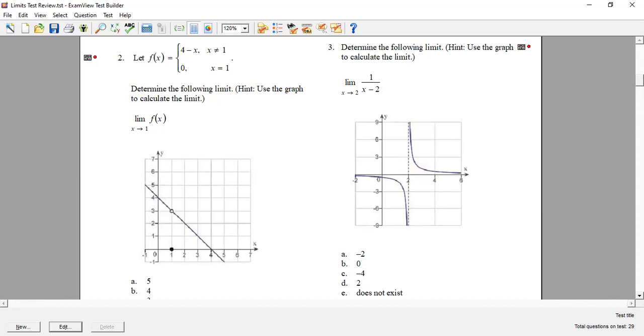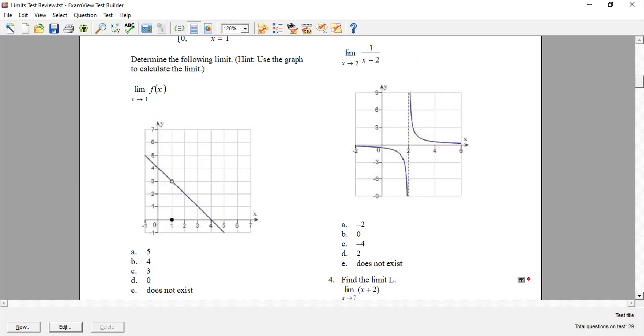And it said the limit as x approaches 1. Well, what happens at 1? We just need to look at the graph. We don't even care about the functions right now. Just look at the graph. There's a hole. What else is there? When you have that dot, ignore it. You need to kind of sketch this out.